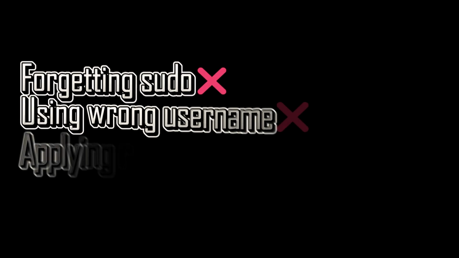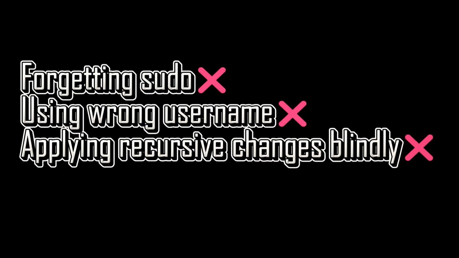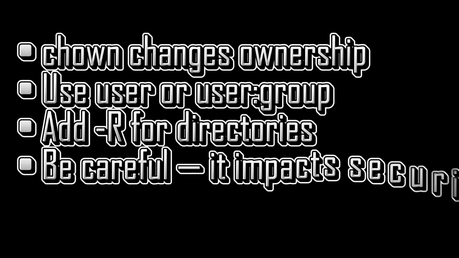Common mistakes to avoid: forgetting sudo, using the wrong username, applying recursive changes blindly. Let's recap. Chown changes ownership, use user or user:group, add -R for directories. Be careful, it impacts security.